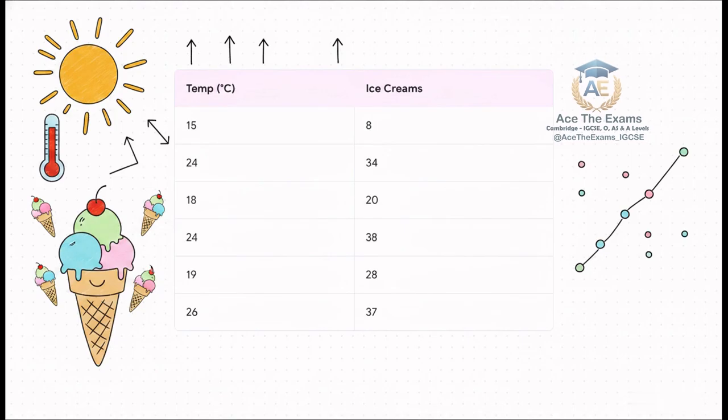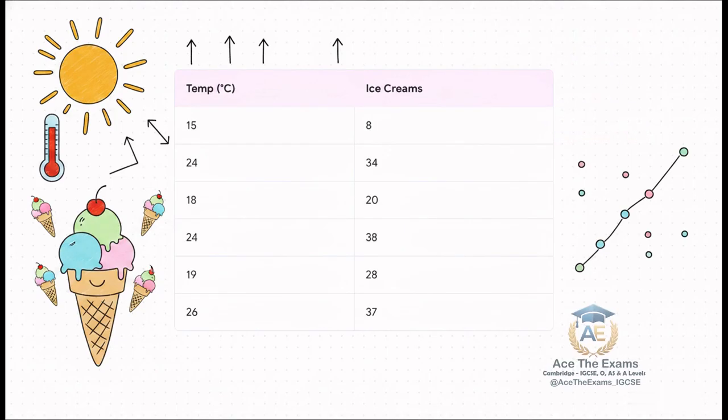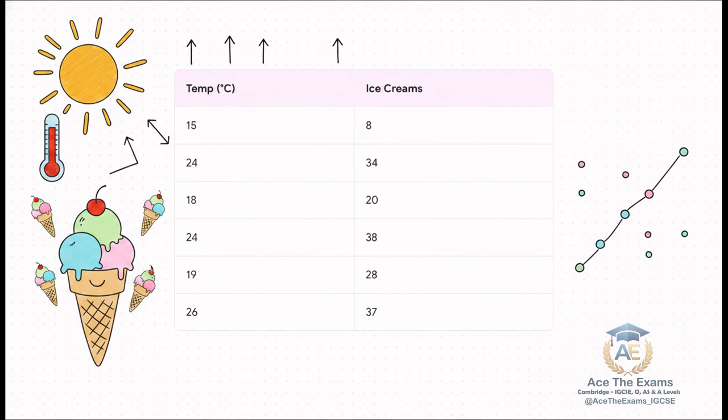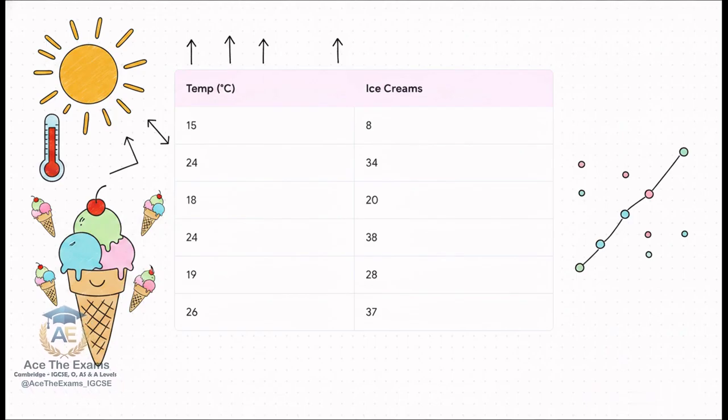And here is a brilliant illustration of that raw material. In one column, we've got the temperature in degrees Celsius, and in the other, the number of ice creams sold. Each row represents a single day, giving us an X and a Y value. So at 15 degrees, they sold 8 ice creams. At 24 degrees, they sold 34. This table is bivariate data in its purest, most basic form. But let's be real, staring at a table of numbers isn't exactly the best way for the human brain to spot a trend. For that, we need to visualize it.